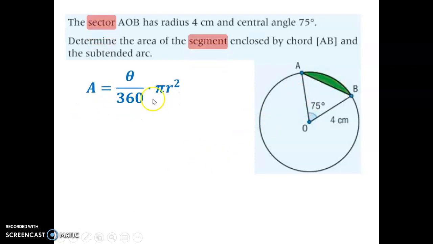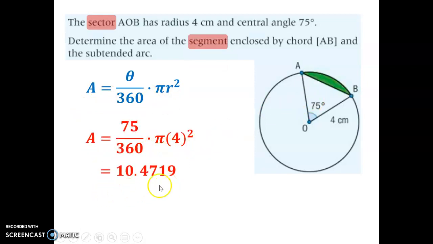Okay, so here's area of a sector formula. Putting in the values we have, we can find the area of this sector is 10.47, or let's say 10.5. So that's the full thing there. But now we need to remove this triangle from that area so that we're left with just a segment.